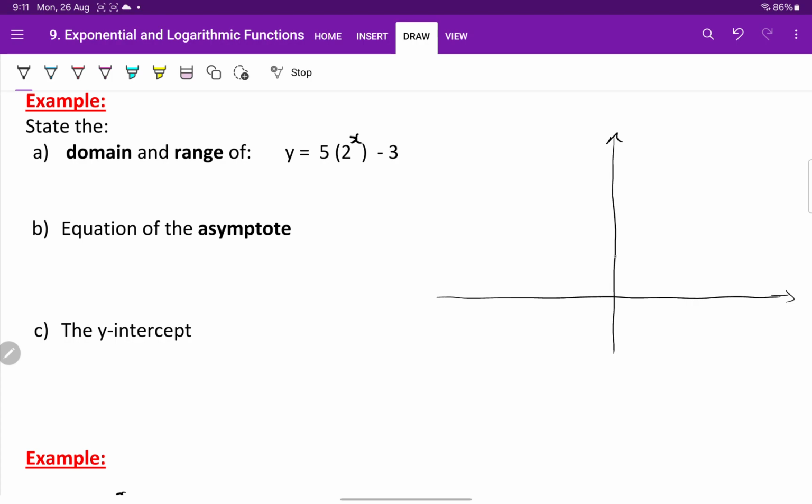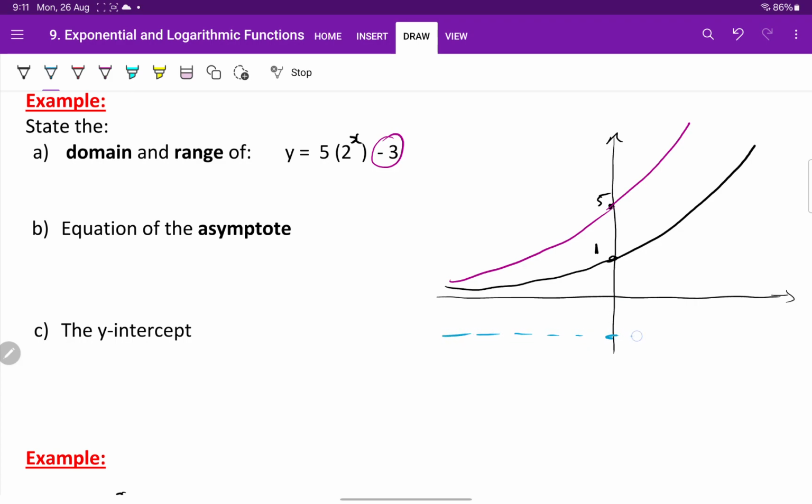So base graph of 2 to the x. There's our 2 to the x, looking something like that. And that's 1. 5 times it, well, that'll go up to 5, won't it? And it'll be above it. So there we go. And our -3, that just moves our asymptote down from 0 to -3. There it is there, -3. And then that purple graph down is just moved down.